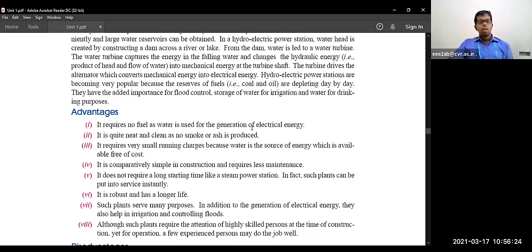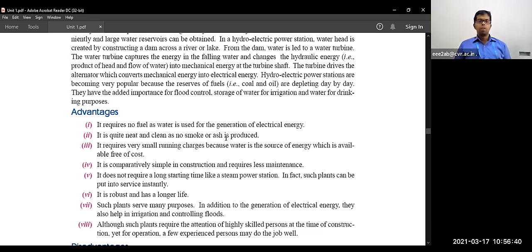Also it is quite neat and clean. No smoke or ash is produced, as I said about the thermal power station. The ash and fumes are not coming out.